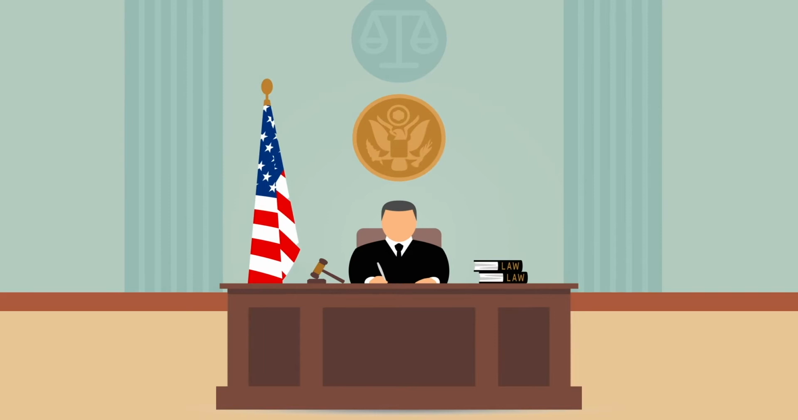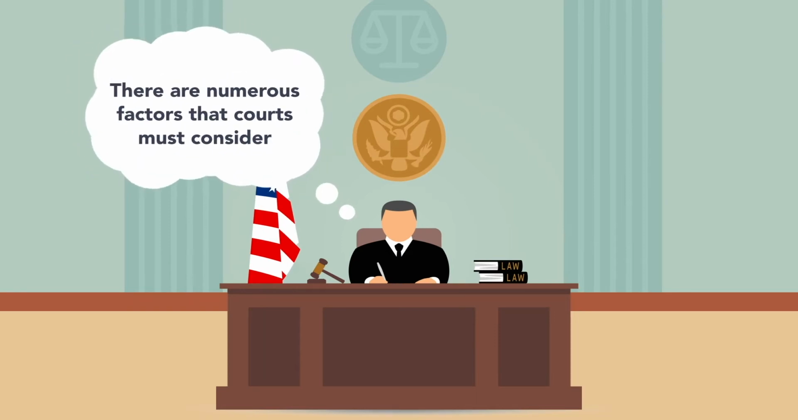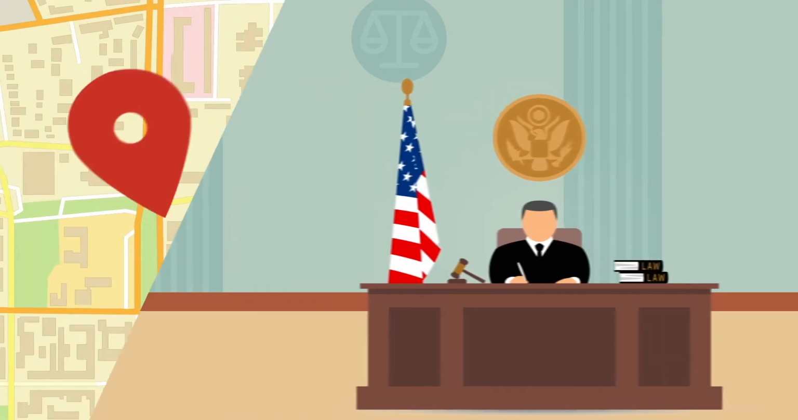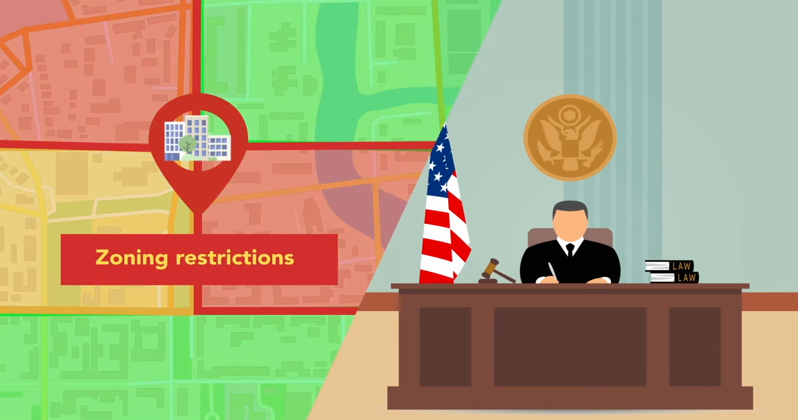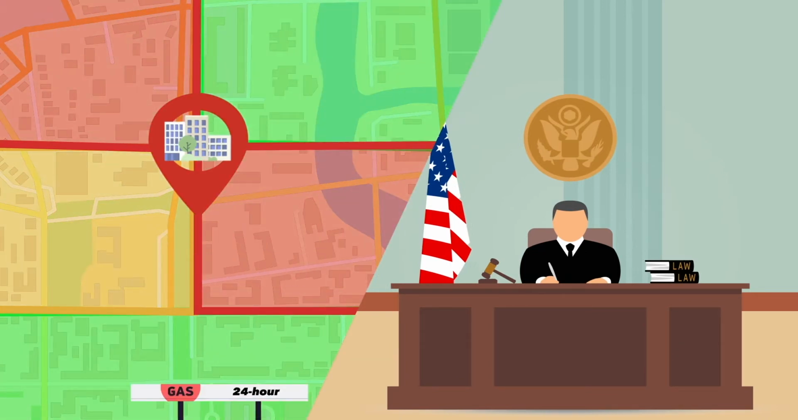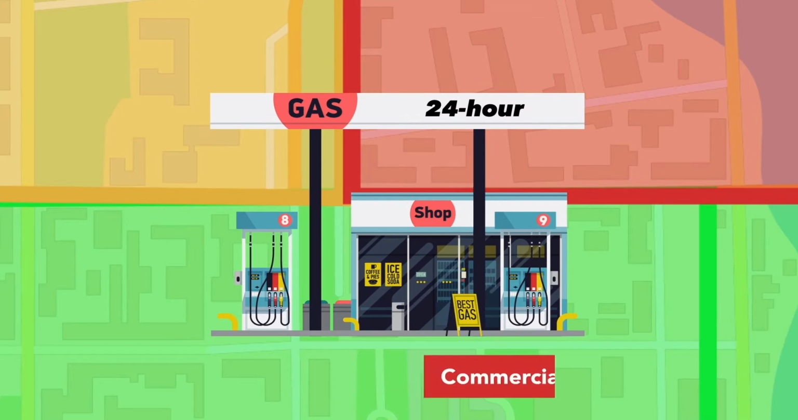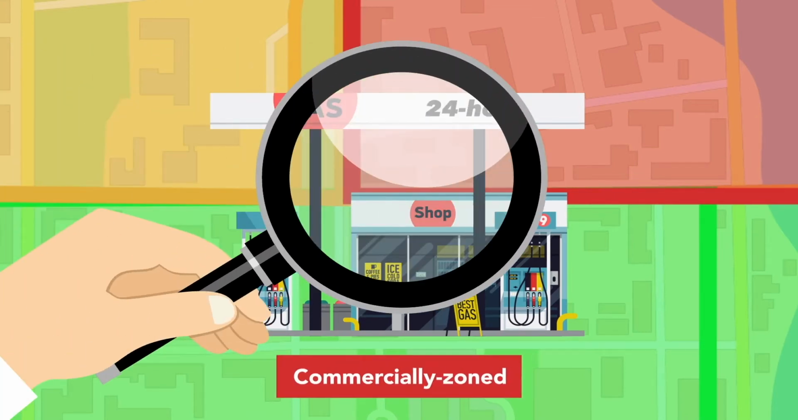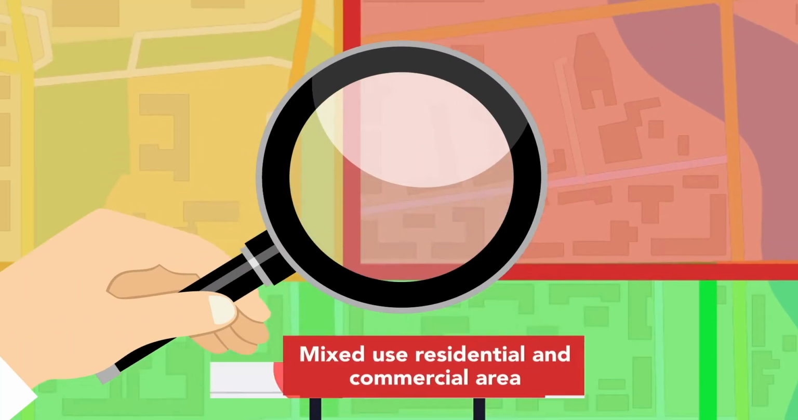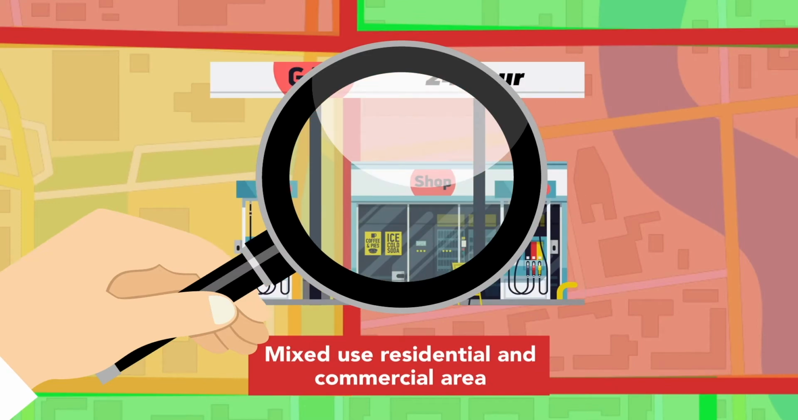When deciding nuisance cases, there are numerous factors that courts must consider. First, the location and applicable zoning restrictions of the alleged nuisance may be considered. For instance, a 24-hour gas station in a commercially zoned area may be examined with less scrutiny than one located in a mixed-use residential and commercial area.